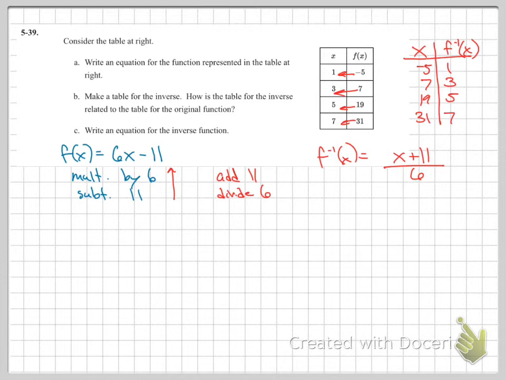How does the table for the inverse relate to the table for the original function? You just swap x and y. It's literally the same table. Well, not the same table. Looks like almost the same table. I just swap the x and y. Write an equation for the inverse. Well, I guess I did that first, didn't I?